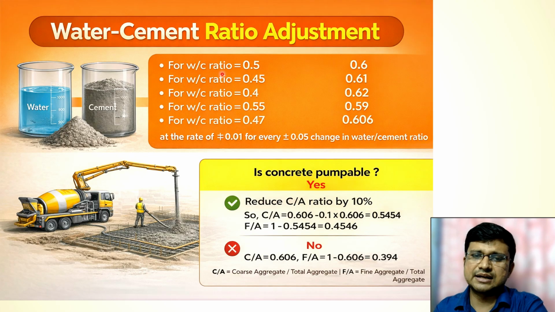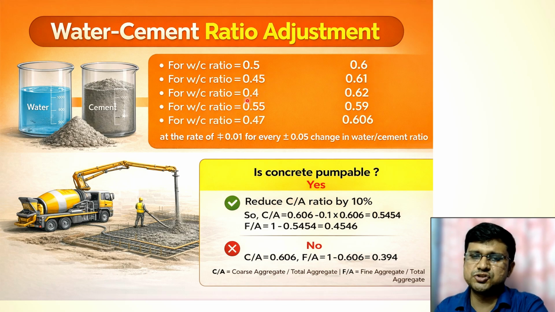Now, if water cement ratio is 0.5, then coarse aggregate by total aggregate will be 0.6. But we have to do some modification if the water cement ratio is not 0.5. If the water cement ratio is not 0.5, then we have to apply a modification of minus plus 0.01 for every plus minus 0.05 change in water cement ratio. That means if water cement ratio decreases by 0.05, we have to increase the ratio by 0.01. So if water cement ratio is 0.45, that means 0.05 less, so it will be 0.01 more.